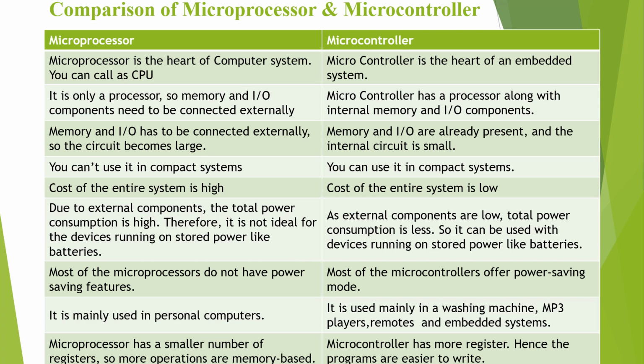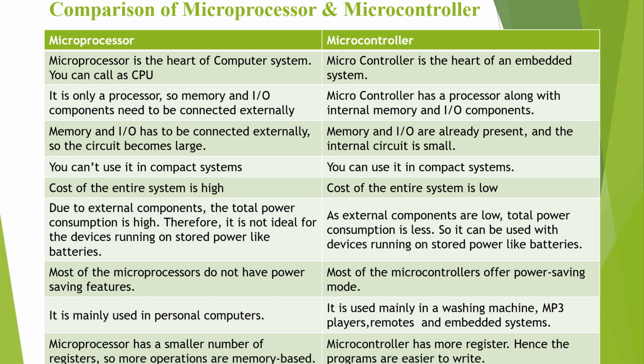In a microprocessor, memory and I/O have to be connected externally, so the circuit becomes large, while in a microcontroller, as memory and I/O are already present, the internal circuit is very small. A microprocessor can't be used in compact systems, while a microcontroller can be used in compact systems, that is why we are using it in gaming devices, in the manufacturing industry, and in home appliances.